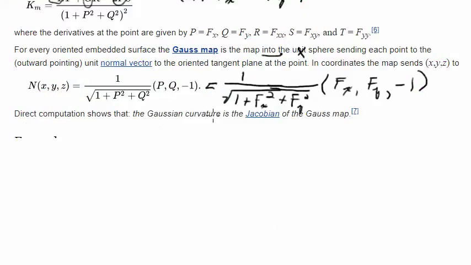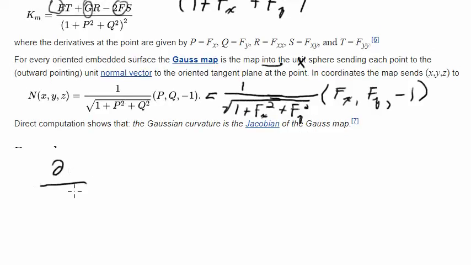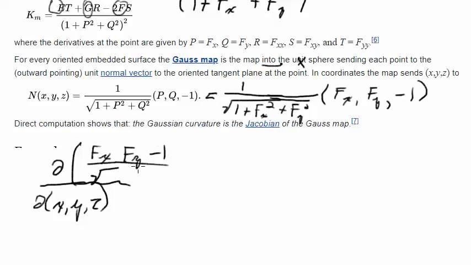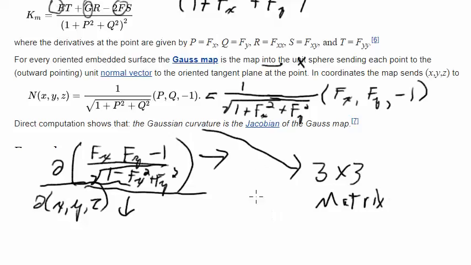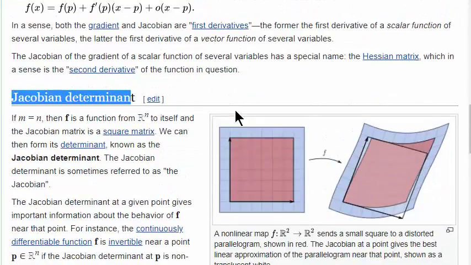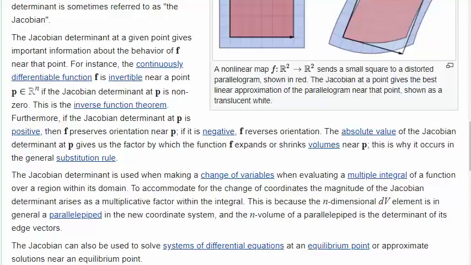Then he says, direct computation shows that the Gaussian curvature is the Jacobian of the Gauss map. So that would be like del (x, y, z) of this thing, (f sub x, f sub y, negative 1) over the square root of 1 plus f sub x squared plus f sub y squared. And have, I don't know, one of these go to the right and one of them go down. Of course, if that's true, then the Gaussian curvature is a 3x3 matrix. So that's interesting. Maybe they meant the Jacobian determinant in that, but close enough. Maybe we'll find that out later.